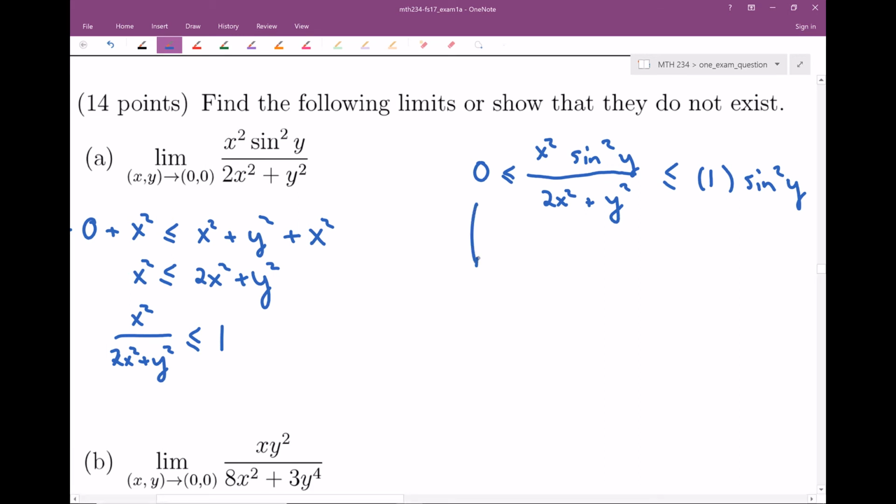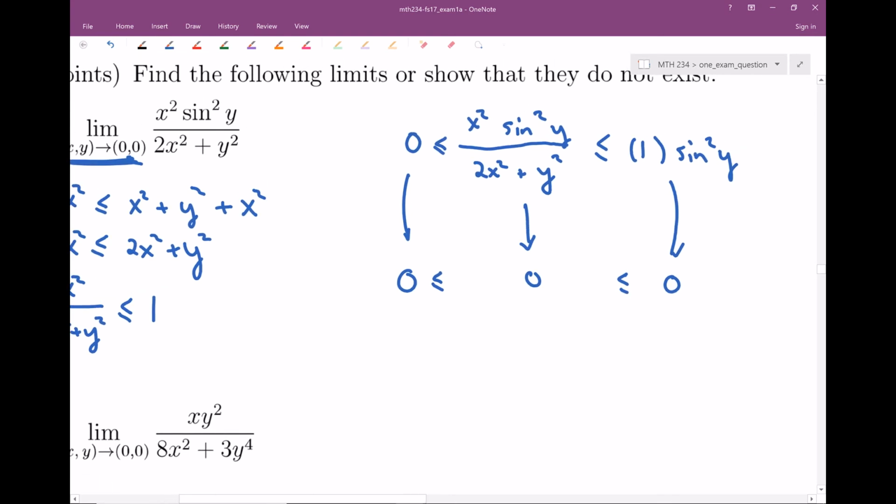So the limit as x and y go to 0, 0 of 0, well, that's constant. So that's just going to go to 0. And how about on the right-hand side here? Well, as x goes to 0, this is independent from x, but as y goes to 0, we'd get sine of 0. Well, sine of 0 is 0. So whatever this limit is, it's stuck between 0 and 0, and therefore it has no choice but to go to 0.